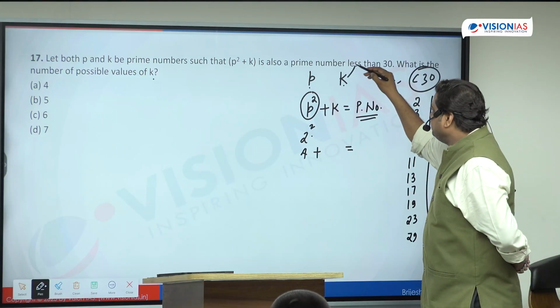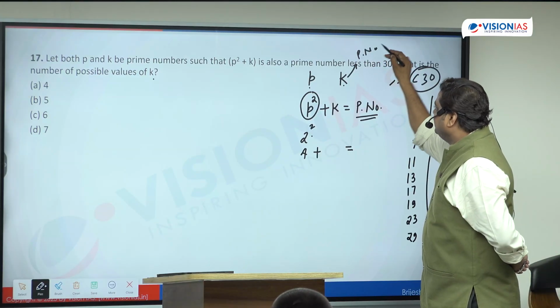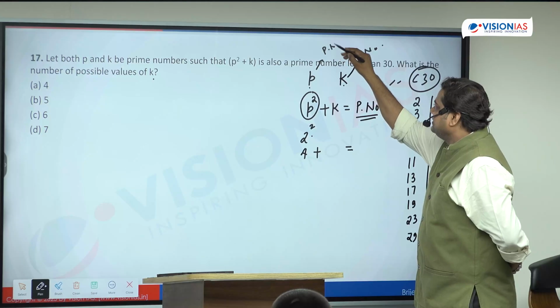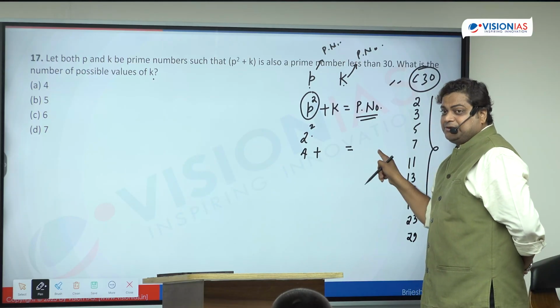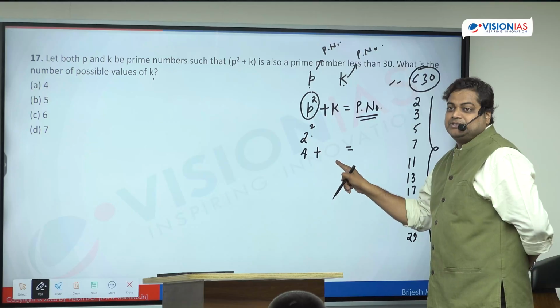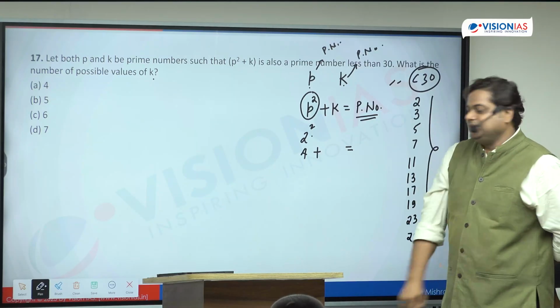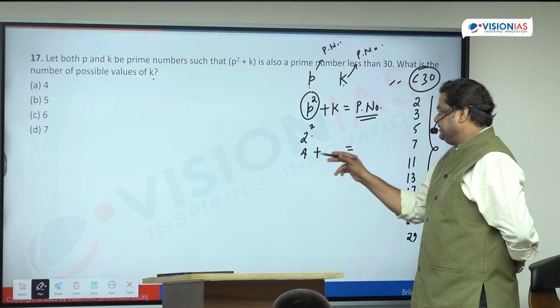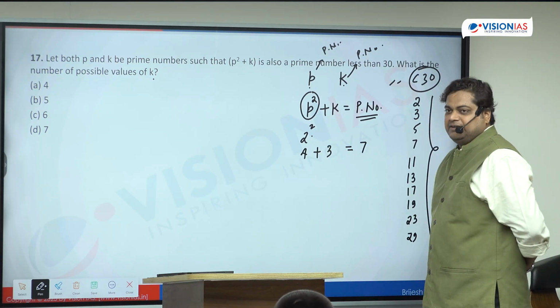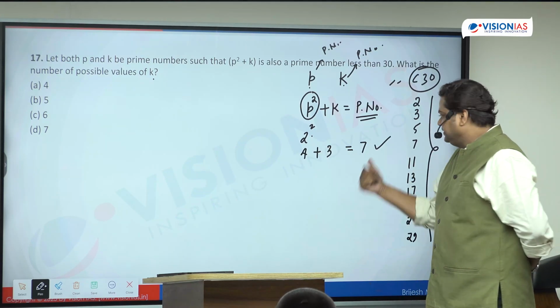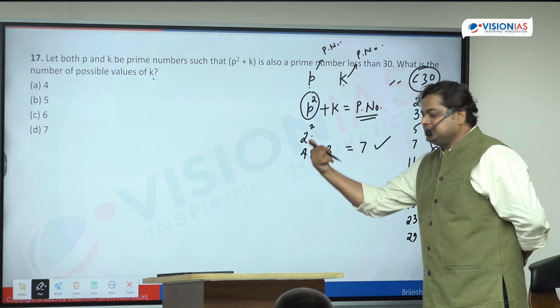If we take 4 plus 1, we are going to get a prime number, but 1 is not a prime number. So K's value 1 is not a possibility. If we take further 4 plus 3, we are getting 7. This fits here. This is also a prime number, this is 2 square, yes.